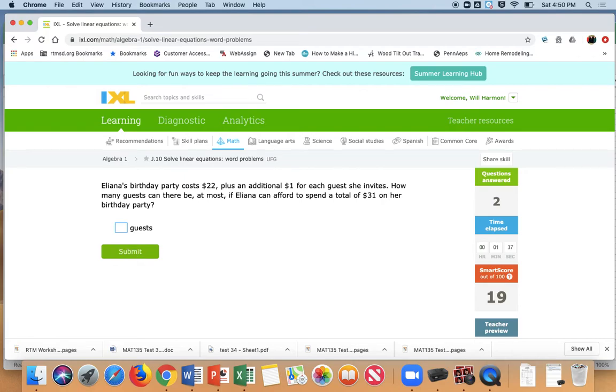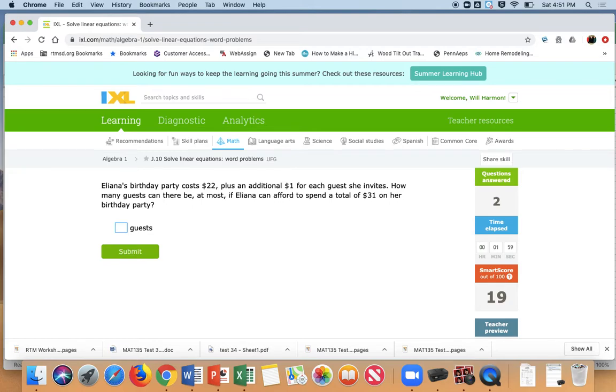Now, Elena's birthday party costs $22 plus an additional dollar for each guest she invites. It's the same principle, because I guess we're renting out the room or something like that. That's why we have an additional cost of $22. How many guests can there be at most if Elena can afford to spend $31 on her birthday party?